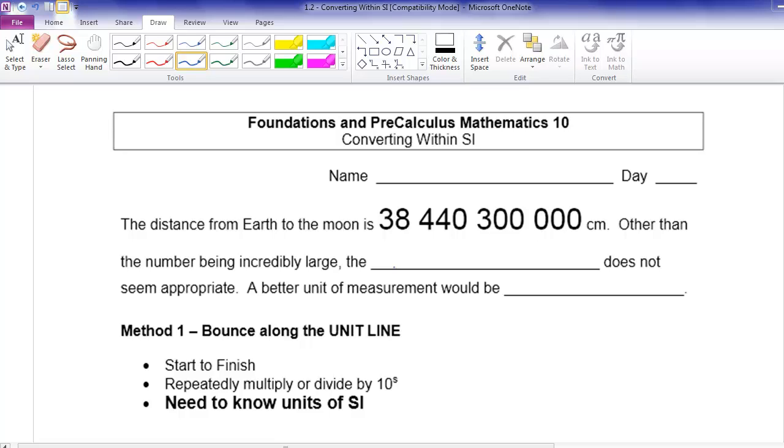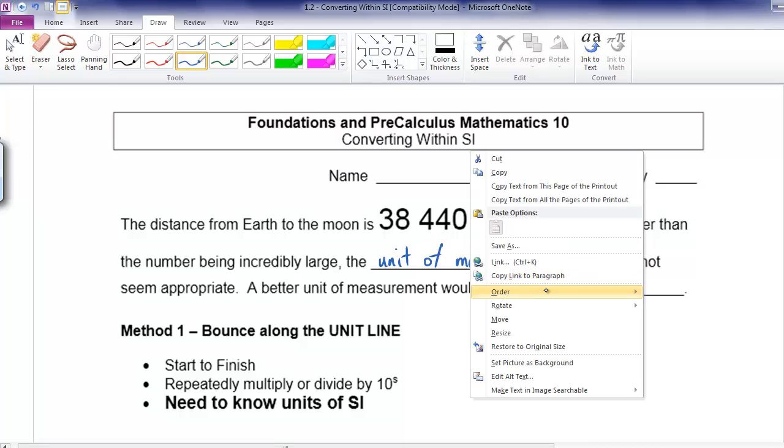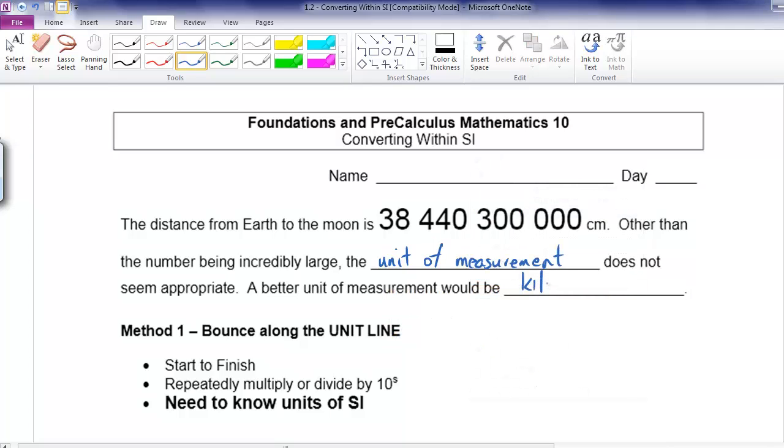The distance from the Earth to the Moon is 38,440,300,000,000 centimeters. This is an incredibly large number. But the other thing that really jumps out is that the unit of measure does not seem appropriate. Centimeters does not seem like a nice unit to be talking about when you're going so far. And in this particular example, maybe a better unit of measurement would be the kilometer.